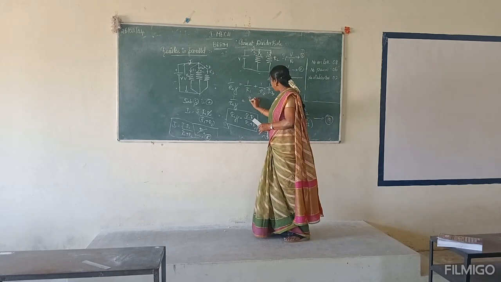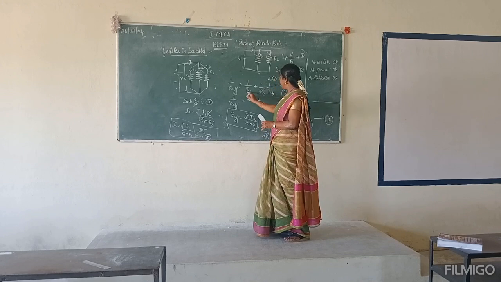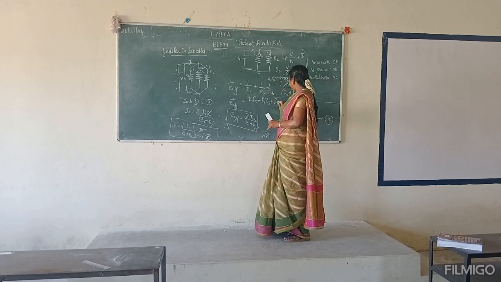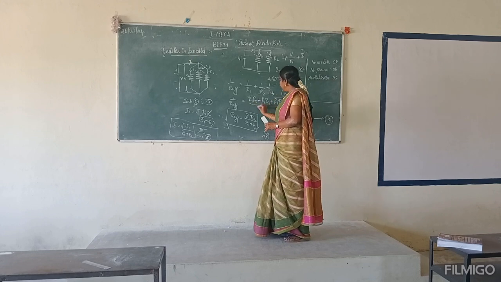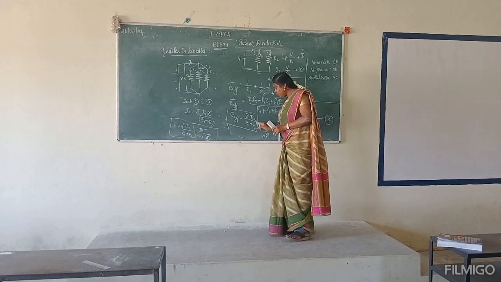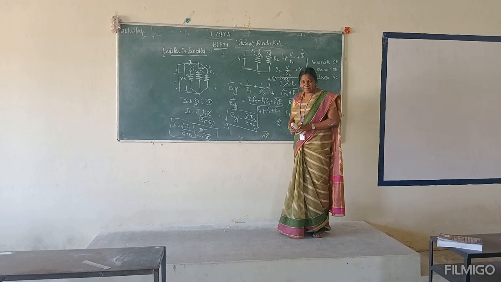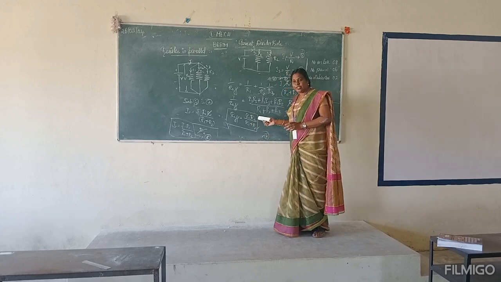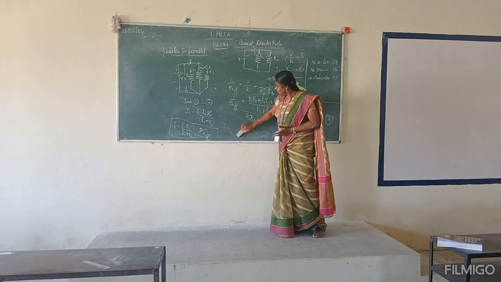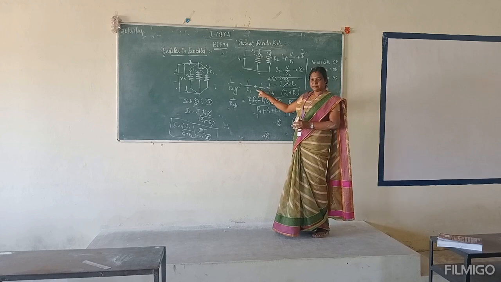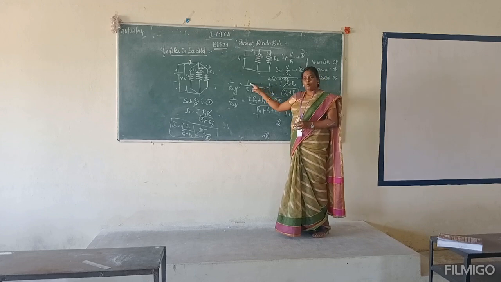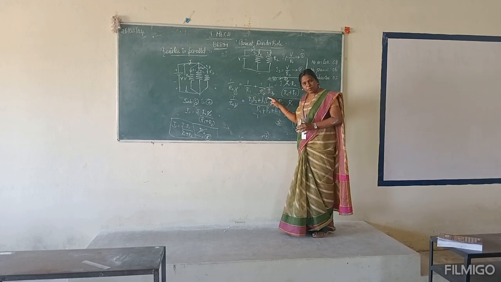We'll be getting R2 R3 plus R1 R3 plus R1 R2 divided by R1 plus R2 plus R3. You cannot just put R3 here, the formula will be wrong. Don't put R1 into R2 into R3 divided by R1 plus R2 plus R3. That will be wrong. There are three resistors. What is the formula? 1 by R1 plus 1 by R2 plus 1 by R3.